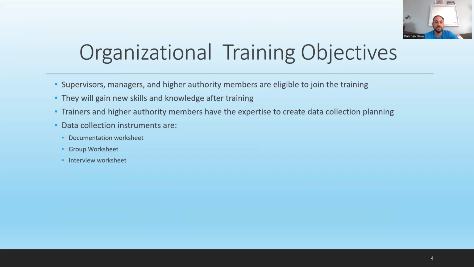The trainers and higher authority members have the expertise to create a data collection plan, because sometimes they also share their own experience on data collection, how they are performing, and they give their own ideas. Data collection instruments are the documentation worksheet, group worksheet, and interview worksheet. These worksheets are signed by the supervisor, manager, or higher authority people like a CEO. They are more intended to know about this worksheet. They know how to fill it up and what they are looking for, so they have a particular answer for that.